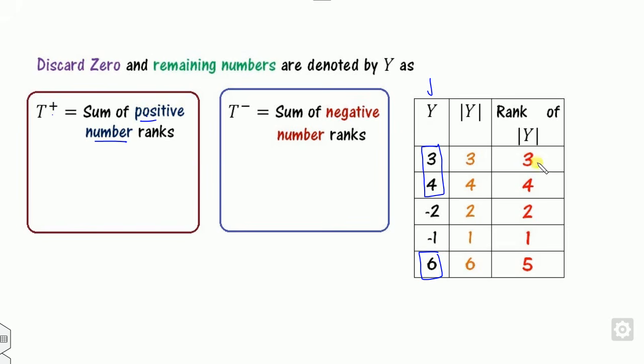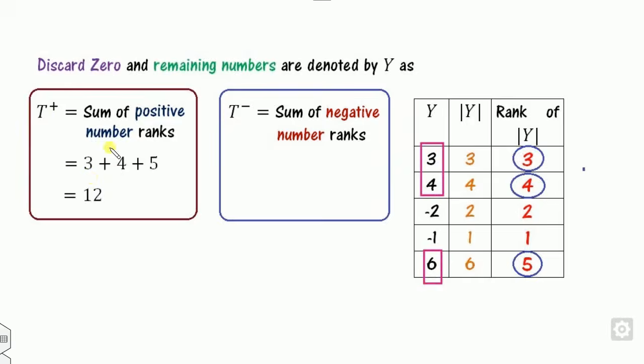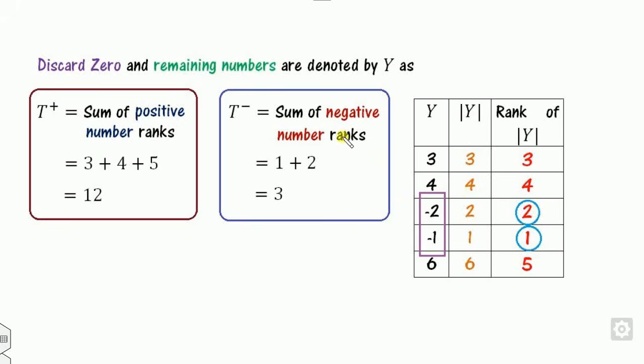And the ranks are 3, 4 and 5. So you can take the sum. Look at these three quantities, they are positive. So take the ranks 3, 4, 5. That is 12. Sum of the negative numbers' ranks: which ones are negative? This and this. So you can compute the sum of ranks, that is 2 plus 1, 3.